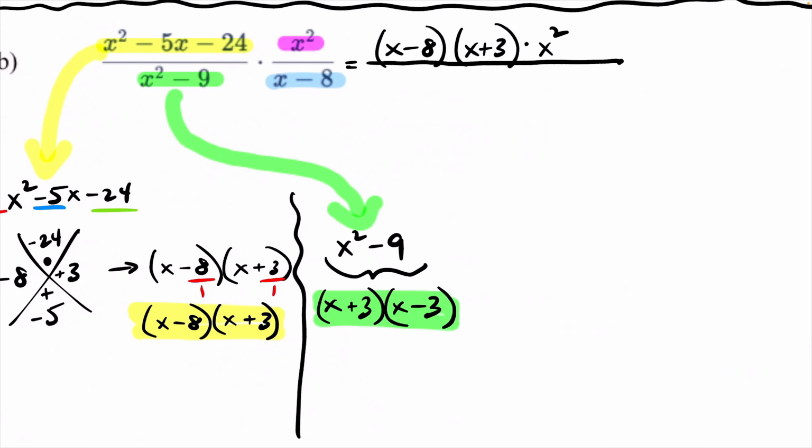I'm going to put those back. You notice how the green was on the bottom of the fraction. So now I'm going to put it on the bottom of this fraction. It's going to take the place of the green: x plus 3, x minus 3. Now the last one is the blue.